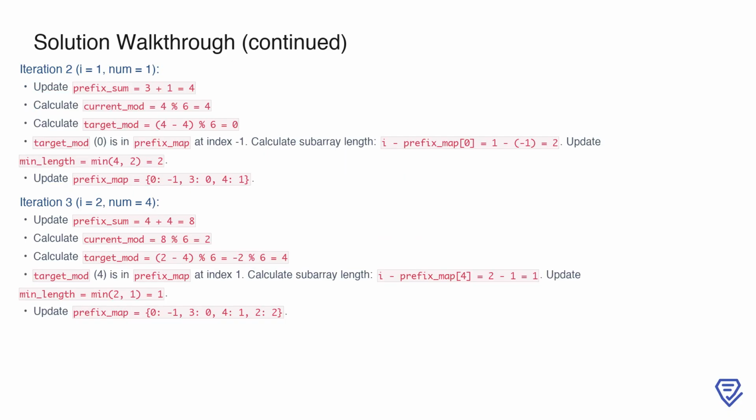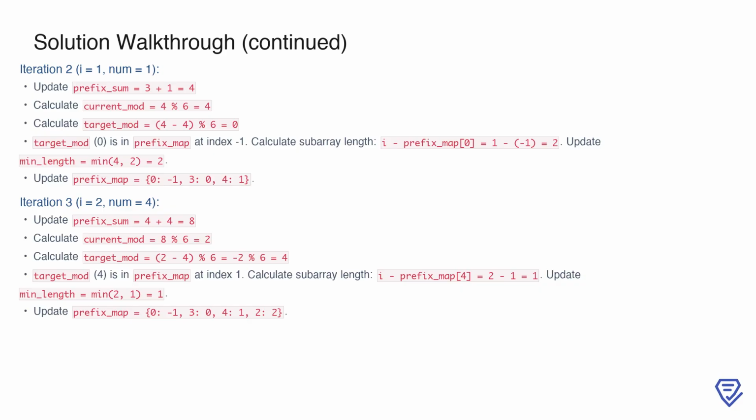In the second iteration, where i equals 1 and number equals 1, we update the prefix sum to 4. The current modulo of this prefix sum is also 4. Calculating the target modulo as the difference between the current modulo and the remainder, we get 0. This target modulo is already in the prefix map at index -1. Using this, we calculate the subarray length as the difference between the current index and the stored index, which gives us a length of 2. Since this is smaller than the minimum length of 4, we update the minimum length to 2. Then, we add the current modulo, 4, with its index, 1, to the prefix map.